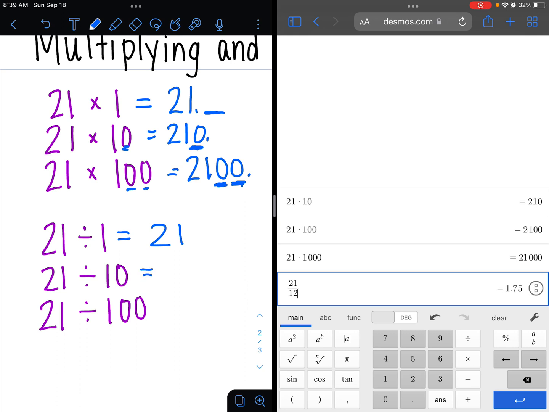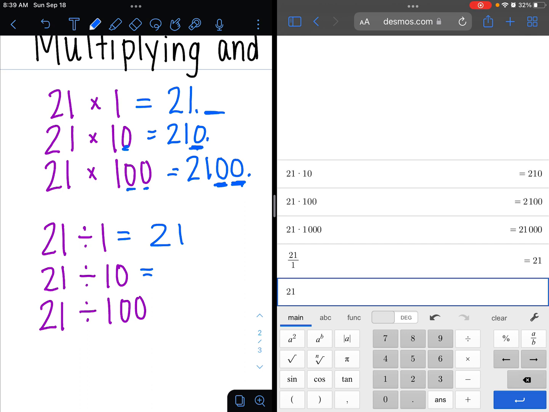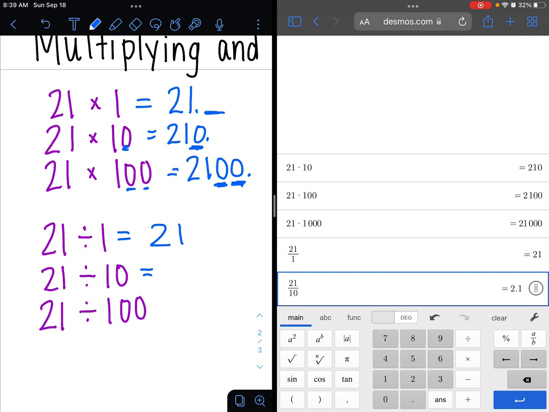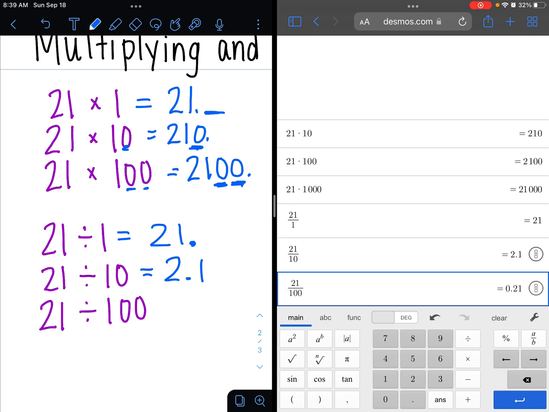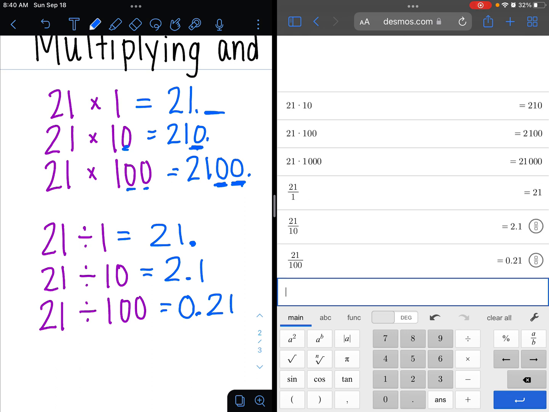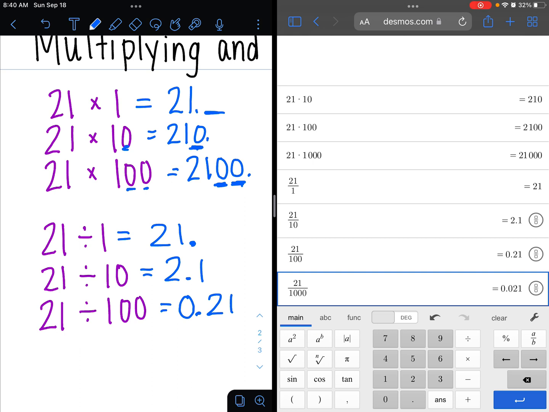Now what happens when we do 21 divided by 10? 2.1. So now the decimal went from after the 1 to between the 2 and the 1. Let's do 21 divided by 100. Now we get 0.21, or 21 hundredths. So now the decimal is before the 2. We're thinking about the ways with which that has changed. Now we can keep going. 21 divided by 1,000, and we get 0.021.